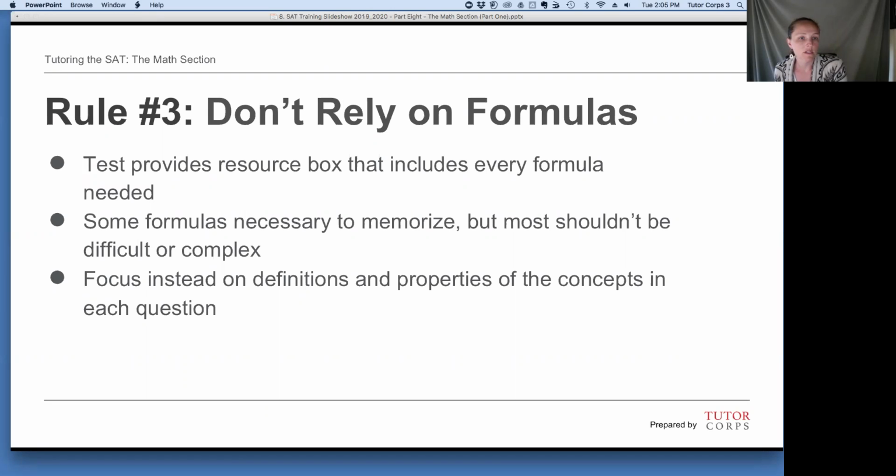So students are given a set of formulas. Mostly those are the ones they'll need to reference. There's a couple of other formulas that they may need that are not provided, and we actually have a handout that you can share with a student that has some of those formulas that aren't provided on test day. For the most part, the formulas aren't super helpful, but it's good to memorize some of the more basic ones. But they shouldn't memorize anything very complex. It's more important students understand the definitions and properties of the concepts in each question.